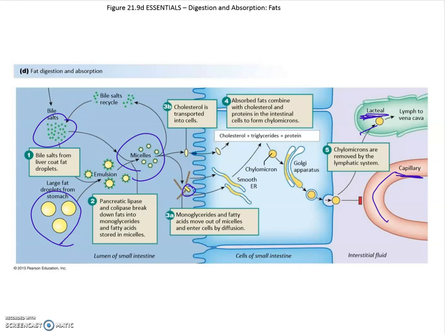Everything that's non-lipid ends up in a capillary. So there we are right here in the capillary. But fats and lipids in general are absorbed into lacteals. And please take a note of this. This is important. Fatty acids are absorbed into lacteals, and they will be transported to the vena cava, bypassing the liver. For some reason, your liver doesn't want to see that stuff.